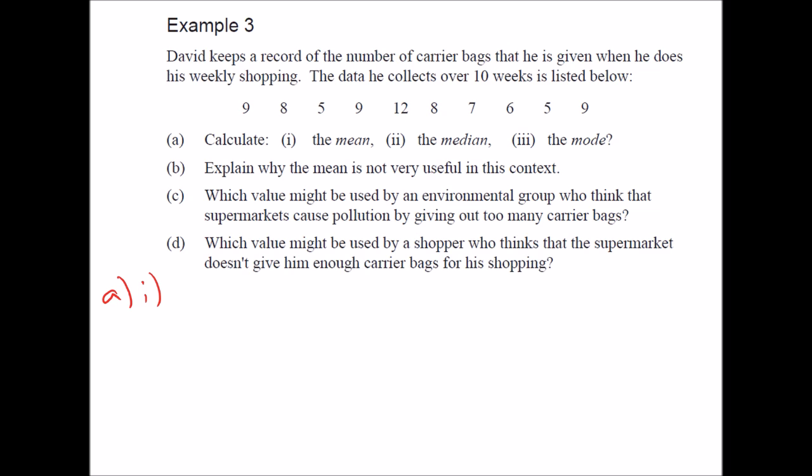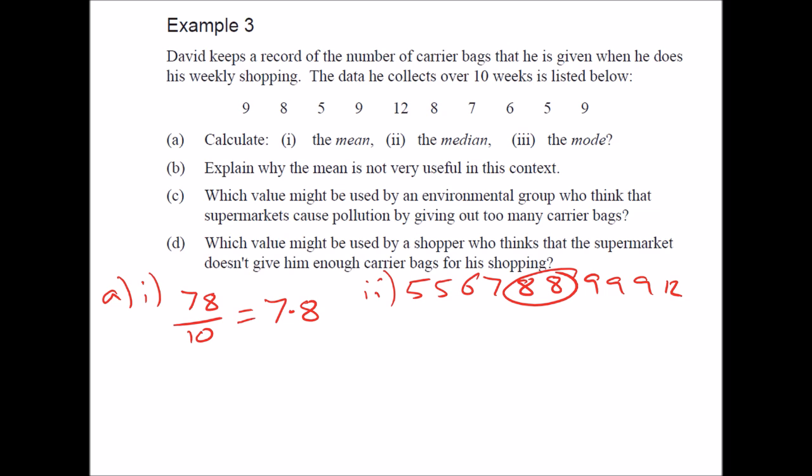Okay, so part A, the mean. Well, if I add those numbers up, I'll tell you now, we get 78, and then we divide by 10, so we get a mean of 7.8. Part B, the median, we might have to do a bit of work here, so we're going to write these in size order, so 5, 5, 6, 7, 8, 8, 9, 9, 9, 12. The middle again is 2 numbers, so it's going to be 8, I'm sure, but let's just say 8 plus 8 divided by 2, yeah, that's 8, and that is going to be the median.